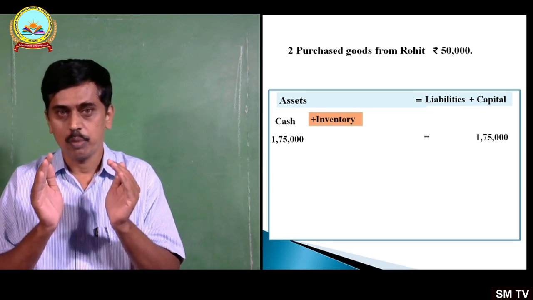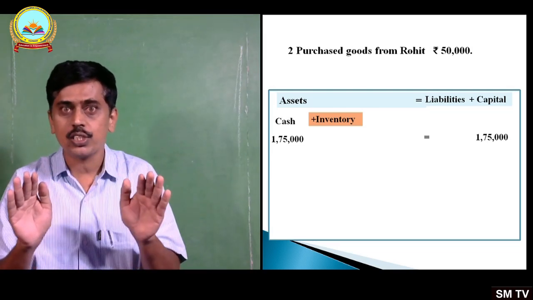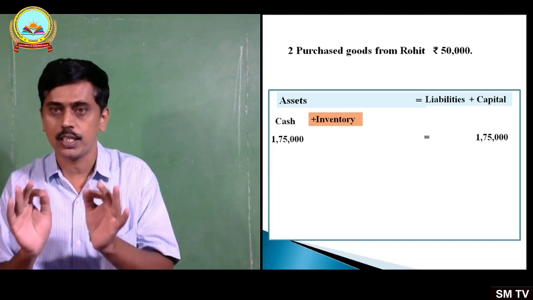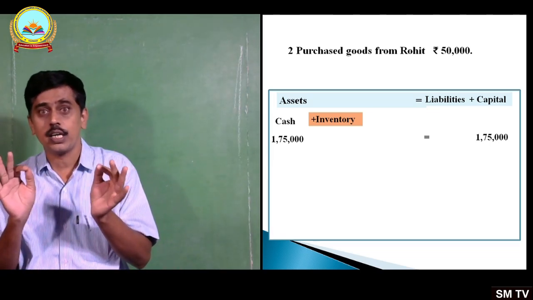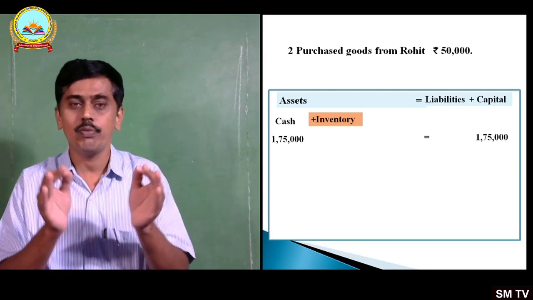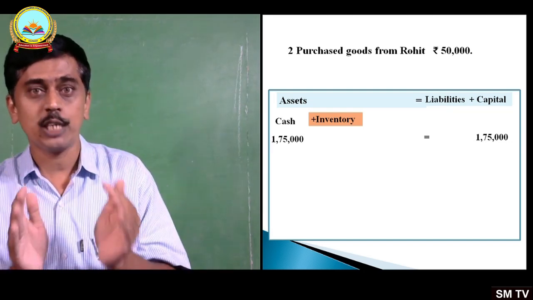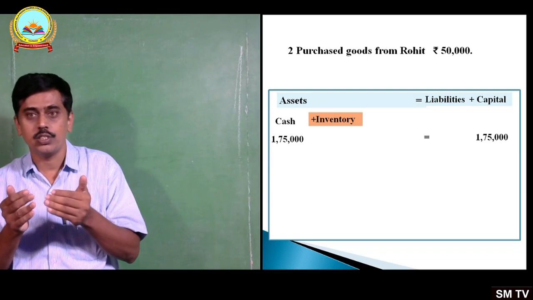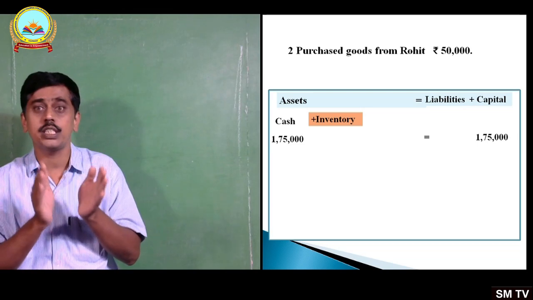Remember, when the name of the supplier is given and nothing is mentioned about payment of cash, then we have to treat it as a credit purchase. And when nothing is mentioned about cash or credit and no name is given, simply purchased goods for rupees 50,000, then we treat it as a cash purchase. But when purchased goods from Rohit is given, whether for cash or on credit is not given, then we treat it as a credit purchase.